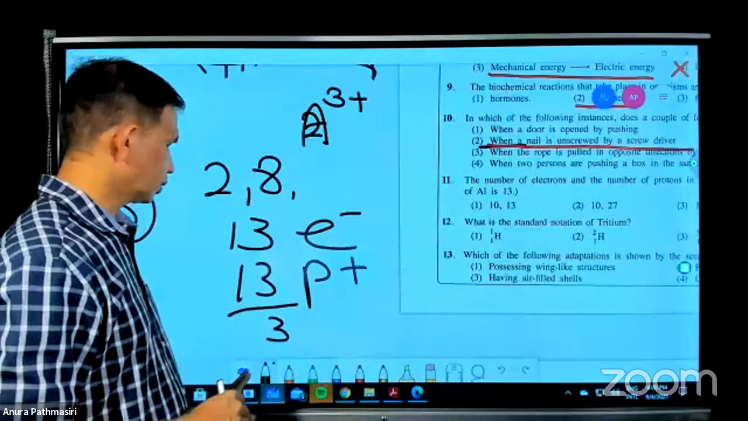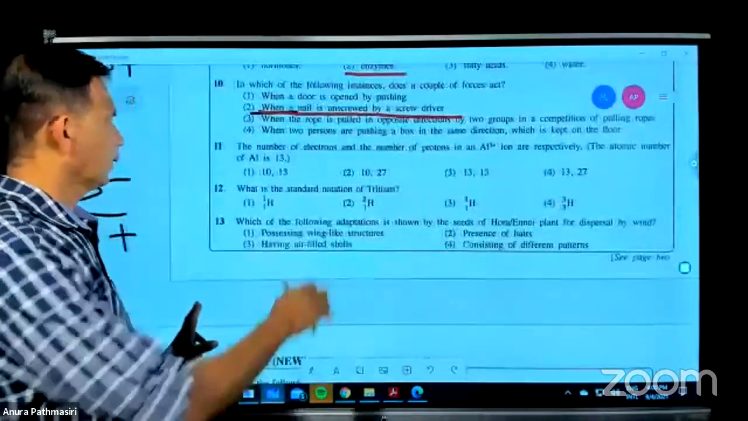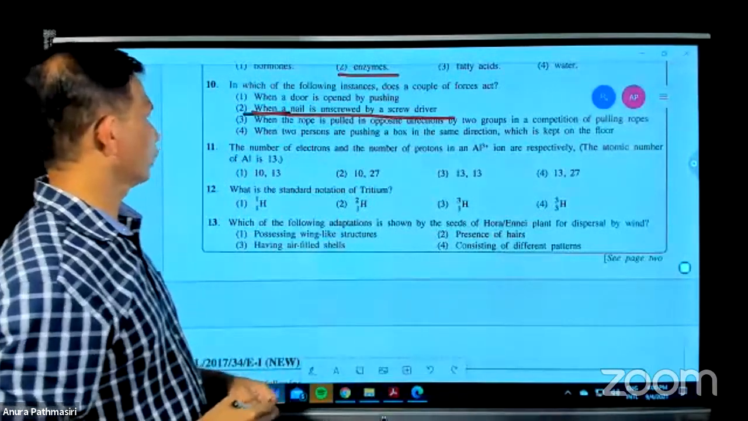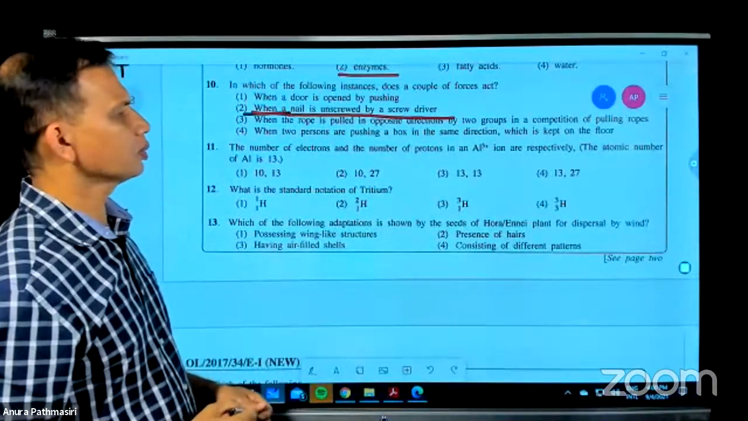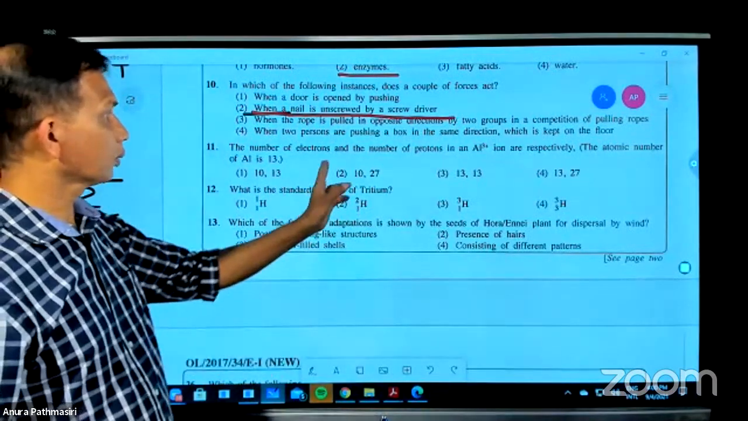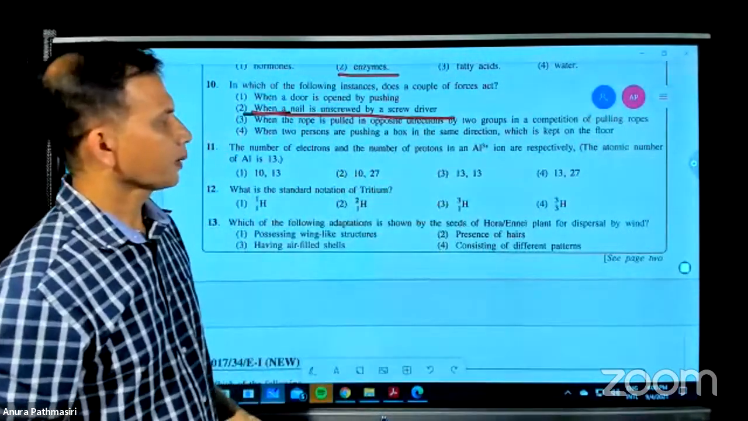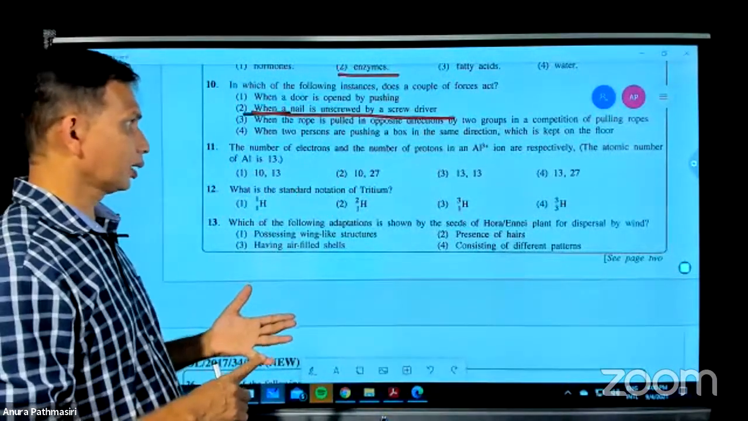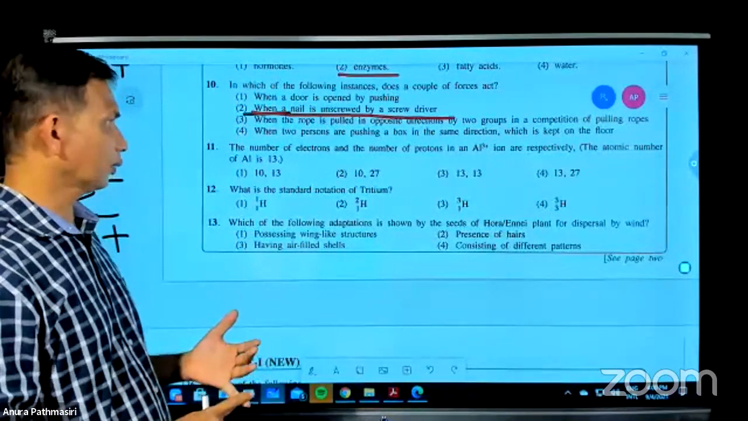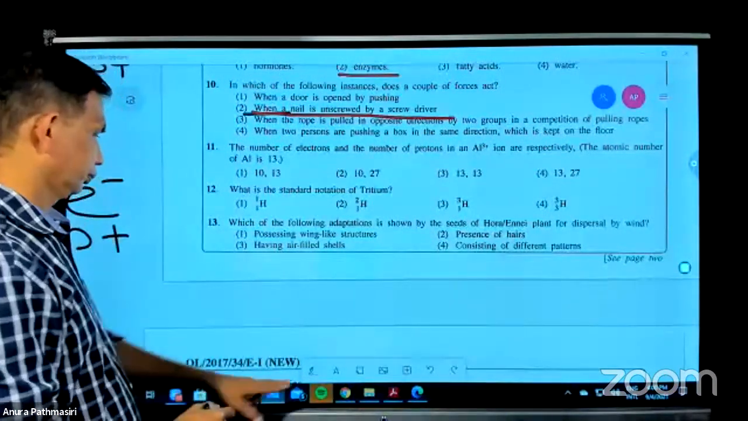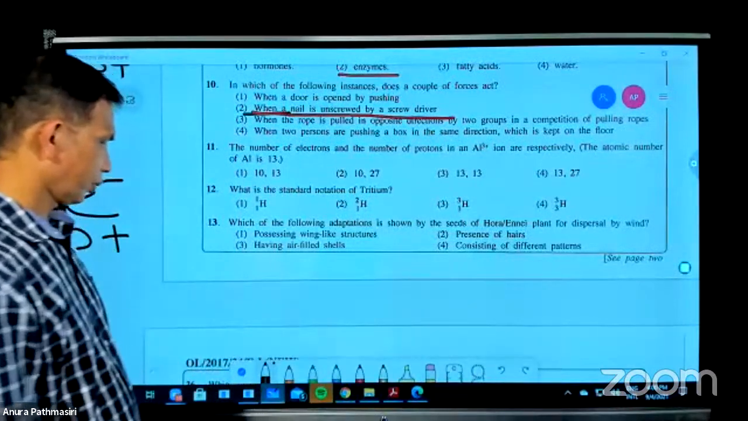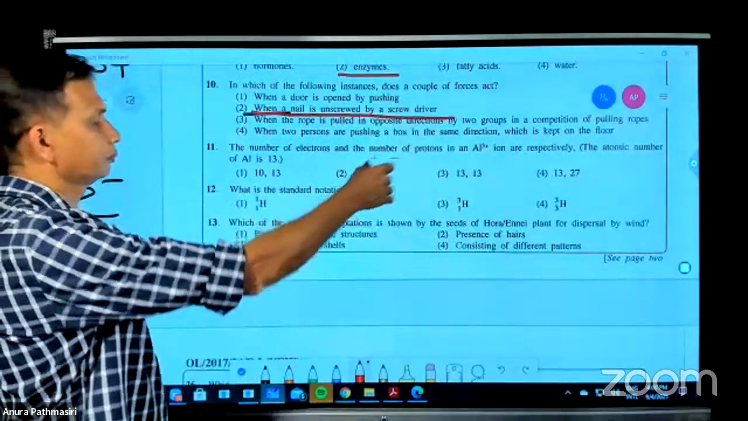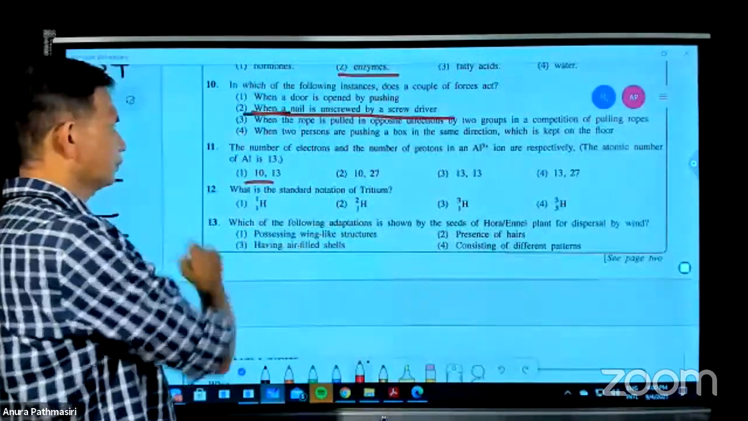So the correct answer here is, the number of electrons and the number of protons, number of electrons is 10 and number of protons is 13. What is the correct answer? 10 and 13. First one, second one, third one? First one.